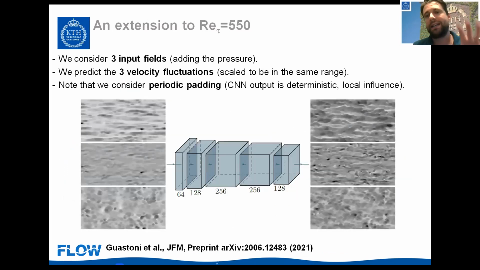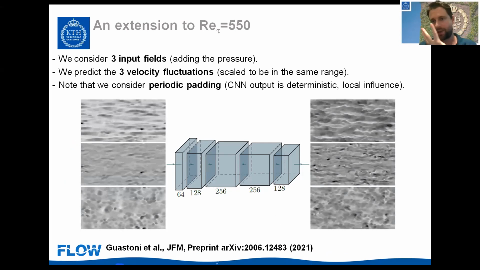The results at 180, you can see them in the other paper, but in the interest of time, I'm going to focus on the results at Re tau of 550. This is a more turbulent Reynolds number. We have a larger scale separation, and we actually start to see something with more substance.